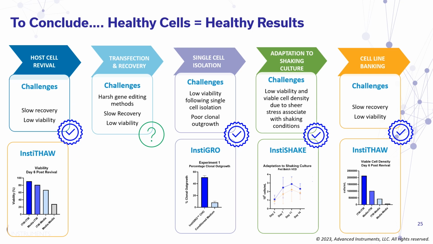To recap today's talk, the cell line development workflow is fraught with bottlenecks such as poor recovery following revival and low viability following transfection. Scientists are also faced with low to little clonal outgrowth and loss of clones following transition to shaking culture. These together make the workflow extremely long and costly, leaving many of us looking for solutions.